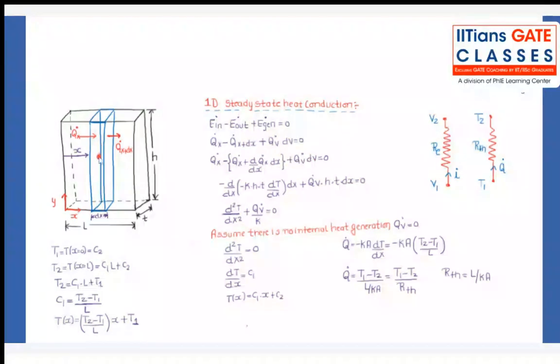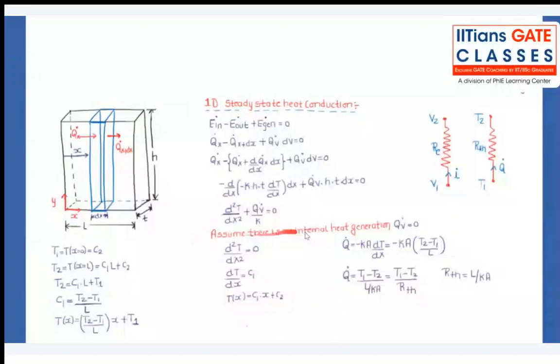And Q dot V times DV. So what is DV for this volume? It will be H times T times DX. And to write QX, Fourier's law says minus K dT/dX. So K, which area? Area normal to heat transfer, H times T. So you get this equation: d squared T by dX squared plus Q dot V by K.